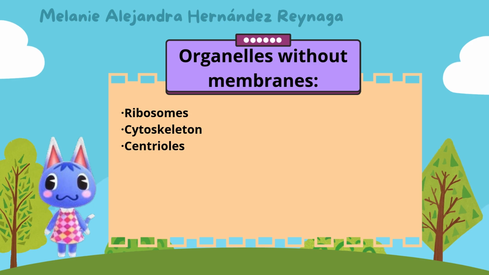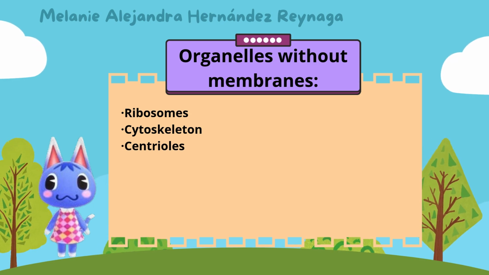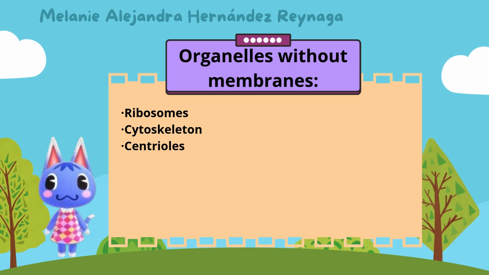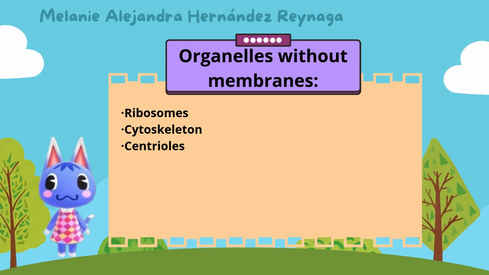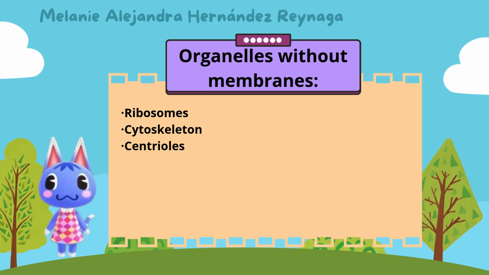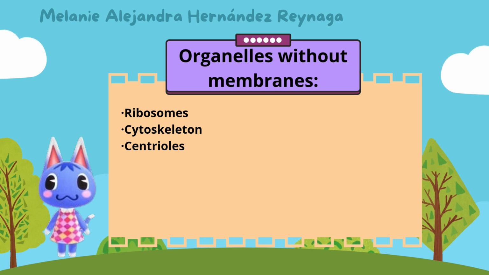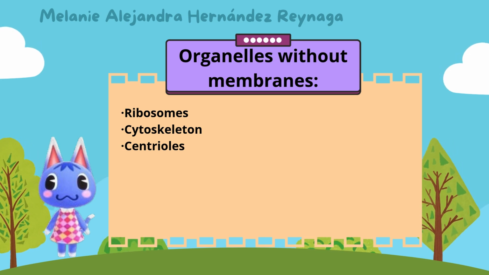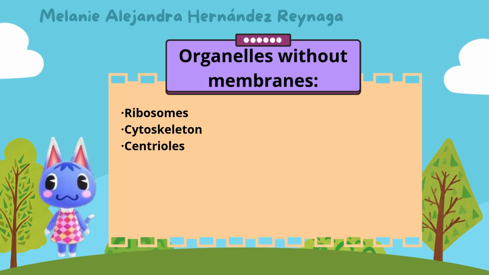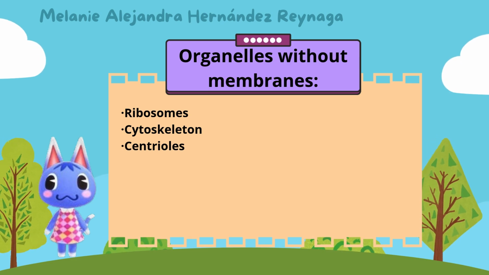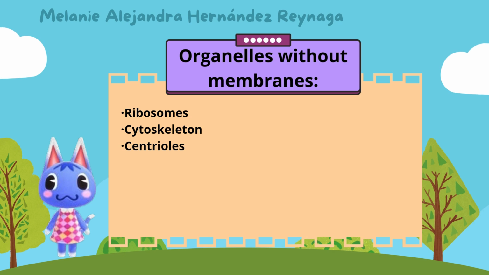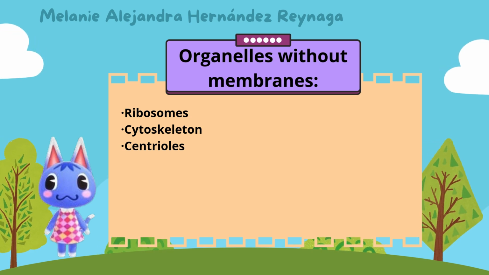On the other hand, the organelles that do not have a membrane are the following. Ribosomes. They are sites for protein synthesis. Cytoskeleton. Supports and shapes the cell, which is especially important for the animal cell that has no cell wall. Centrioles. Anchorage for the cytoskeleton.